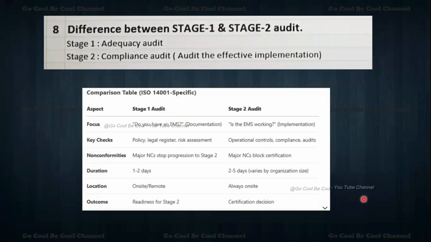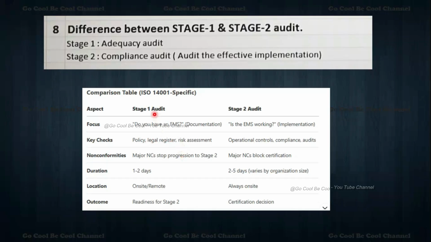Difference between stage 1 audit and stage 2 audit. Generally, my dear friends, this one will be asked, and even stage 3 they will ask you. Stage 1 is the adequacy audit. Stage 2 is the compliance audit, auditing the effective implementation. In that way also we can answer this question.